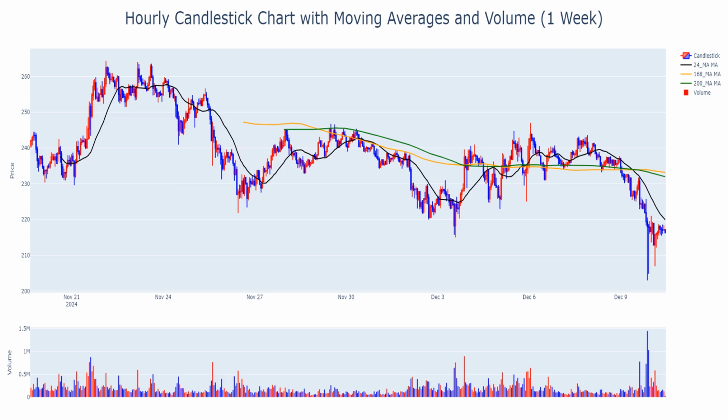Solana, SOLUSDT, shows consolidation. A breakout imminent. 60-minute candlestick chart, moving averages. Volume analysis.